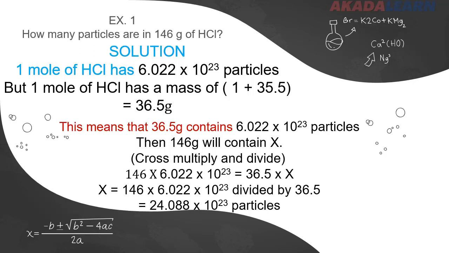This will give us a total number of 24.088 times 10 to the power 23 particles. So if 36.5 grams can have 6.022 times 10 to the power 23, 146 grams will have 24.088 times 10 to the power 23 particles.